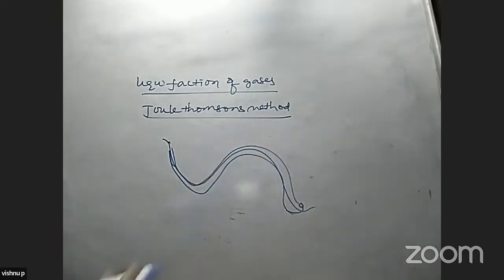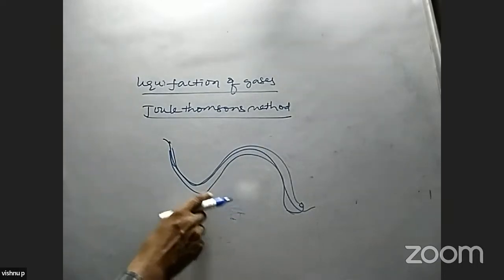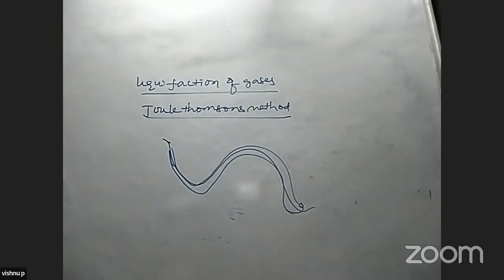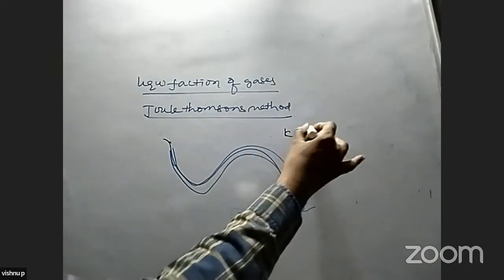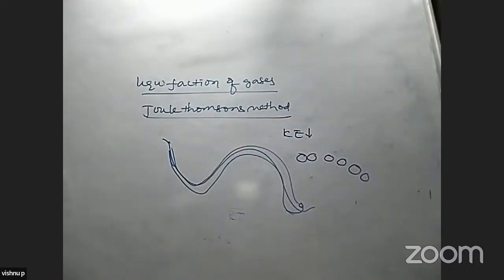So sudden expansion of gases takes place. Because of the sudden expansion, the kinetic energy of the gas molecules decreases. When kinetic energy decreases, gas molecules are very closely arranged. When they are closely arranged, attractive forces operate between them and the gases are converted into the liquid state. This is called liquefaction of gases, and it is Joule-Thomson's method.